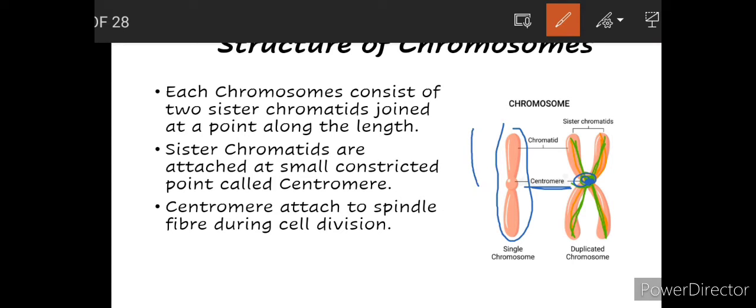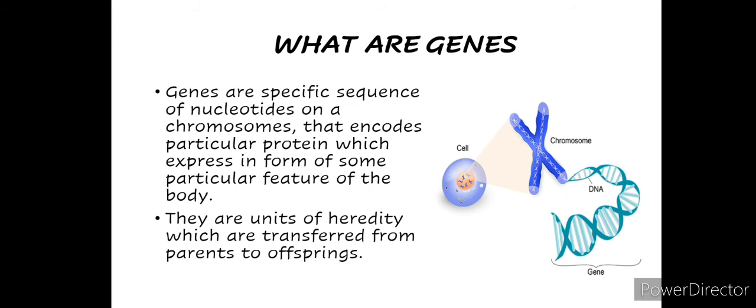And another single chromatid like this, which form DNA together. They are attached. Chromosomes are made up of two sister chromatids. They are attached at a constricted point called the centrosome. The centrosome helps in attaching to the spindle fiber during cell division. We will study it further in this lesson only.